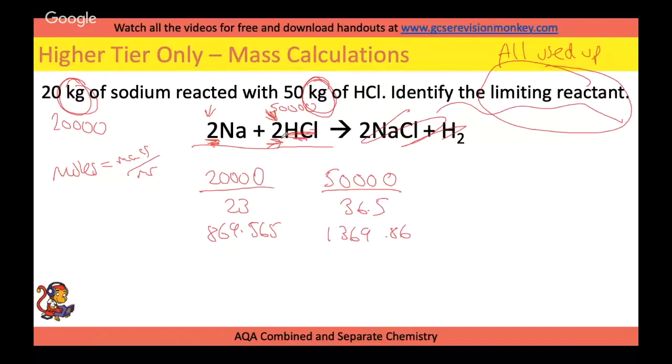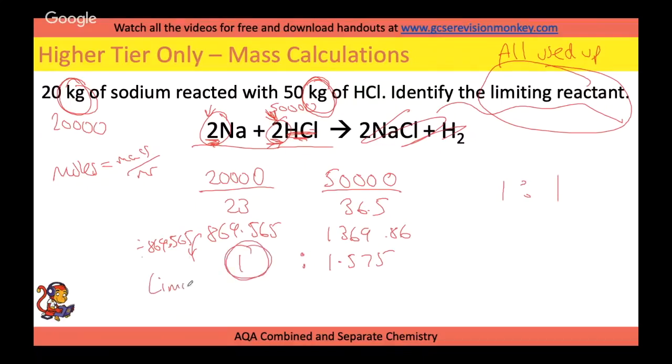Now, because they're the same ratio, you might have worked that out already. But if it's more difficult, if you divide both sides by the smallest one, so in this case divide it by 869.565, you will get a ratio of 1 to 1.575. So you know that the ratio should be 2 to 2, which we'd simplify to 1 to 1. Okay, so this one here is the limiting reactant.